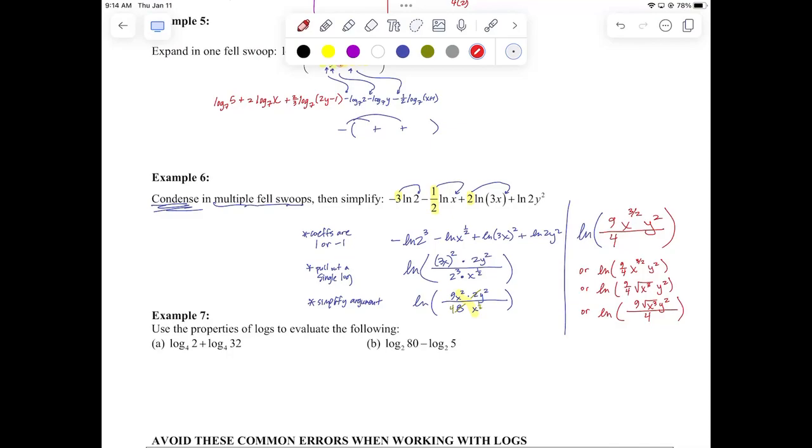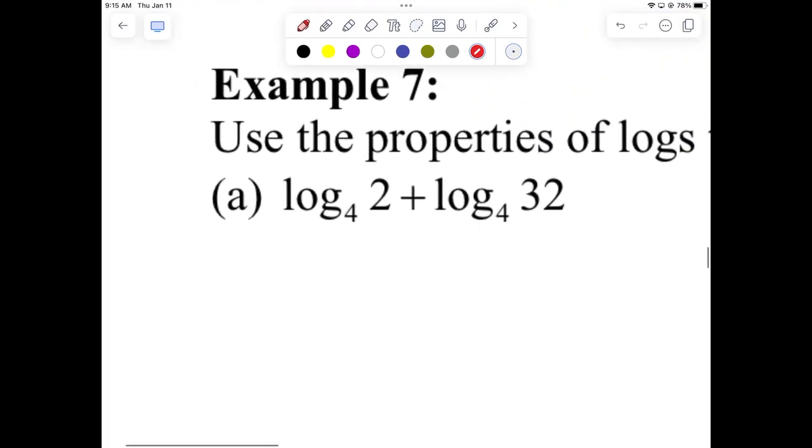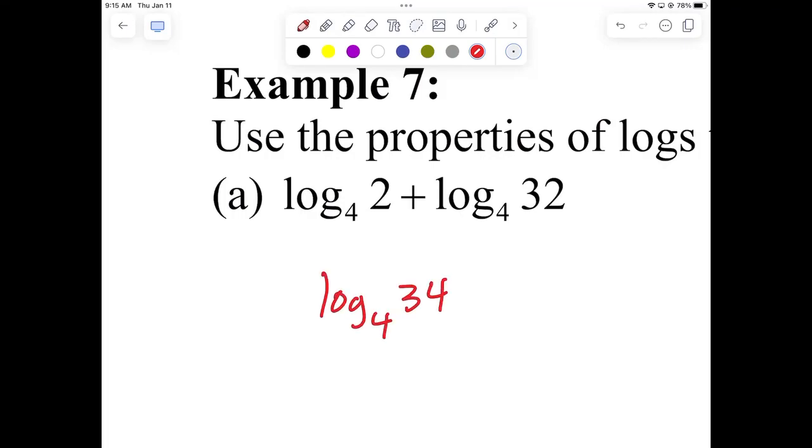All right, example 7. What else can we do with these properties of logs? Well, it says use the properties of logs to evaluate. So without a calculator, this is like a little game right here. Log base 4 of 2 plus log base 4 of 32. Hey, is that log base 4 of 34? I know what I'm doing. Give me my certificate of completion, teacher. I'm good. No, you can't do that. That's not right.